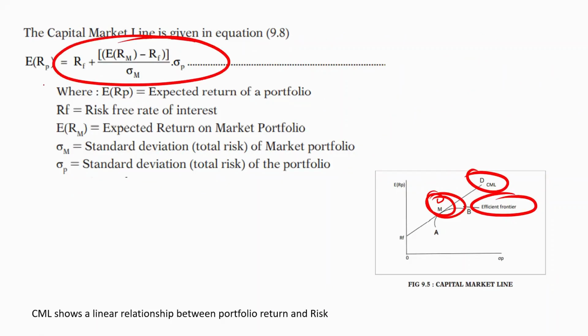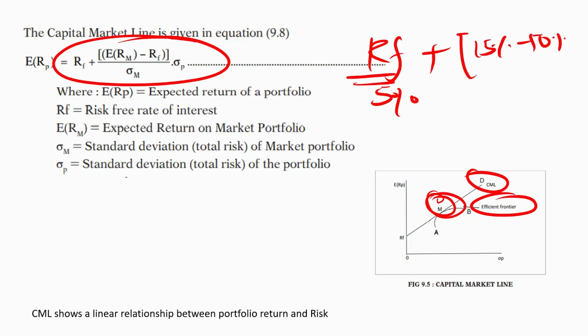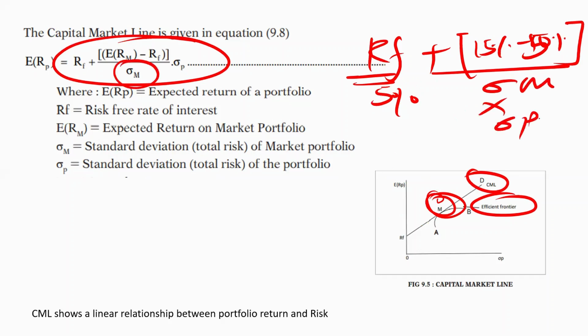Then this is the formula that you need to remember. This is nothing but the minimum return that you were getting plus the additional return for the additional risk: 15% minus 5%. Okay. But this was upon the risk of the market. But I will take the risk of my portfolio, into sigma P. Okay. So this is the CML.